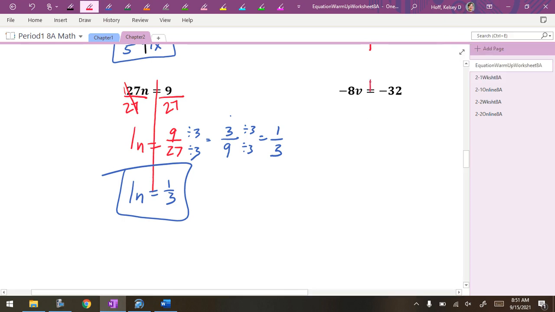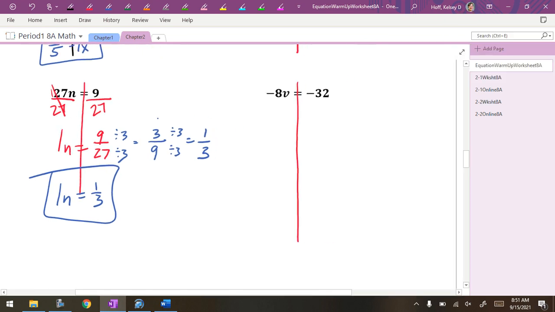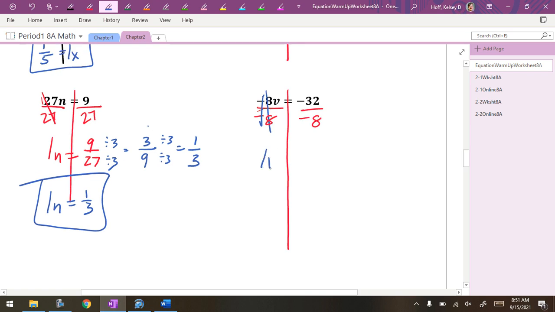On the next one, you draw a line through the equal sign. What should I divide by? -8. Good job with the negative. Divide both sides by -8. Negatives and your 8s cancel. 1v. -32 divided by -8. Positive 4? Bingo. Good job.